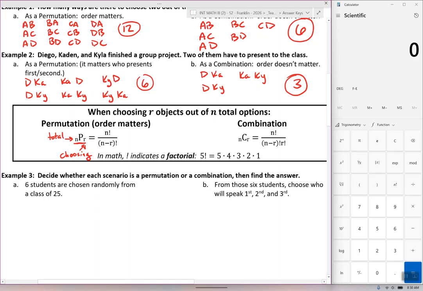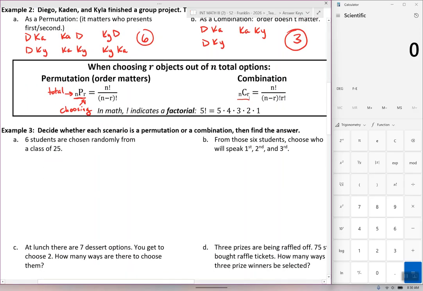Now a combination is the same formula, written nCr, but we also have an extra r factorial in the bottom. That cancels out all those extra combinations where they're the same objects but in a different order. The combination will eliminate them because the order doesn't matter. So we're going to decide whether we have a permutation or a combination here and then find the answer. We're going to figure out how many ways to choose these objects.